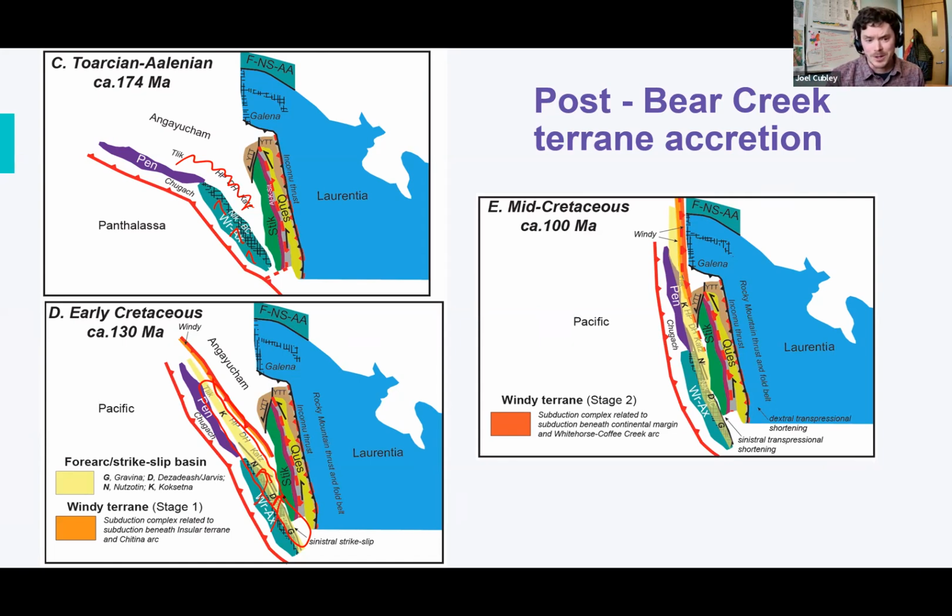By 100 million years ago, in the mid-Cretaceous, essentially this inboard ocean, the Angayucham Ocean, has closed. All of these terranes are in much closer proximity to each other. And this is before they get shuffled by all of the late strike-slip faults like the Denali Fault.